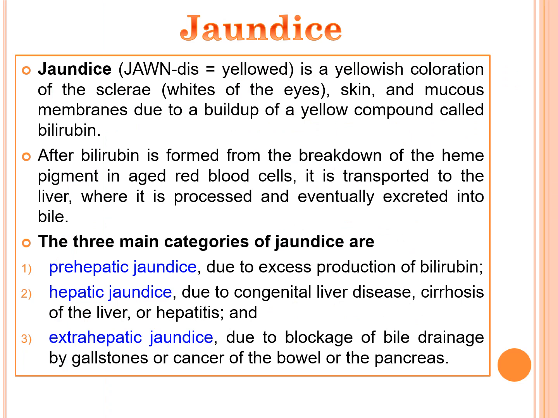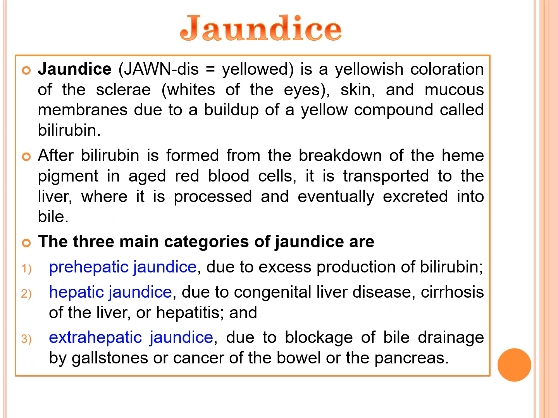Now coming to jaundice. Jaundice is a yellowish coloration of the sclera, that is the whites of the eye, skin and mucous membranes due to buildup of a yellow compound called bilirubin. Bilirubin is formed from the breakdown of the heme pigment in aged red blood cells, a component of RBCs, and is transported to the liver where it is processed and eventually excreted into bile.